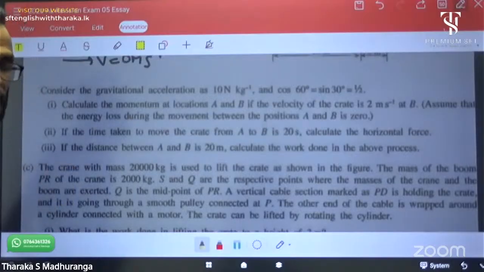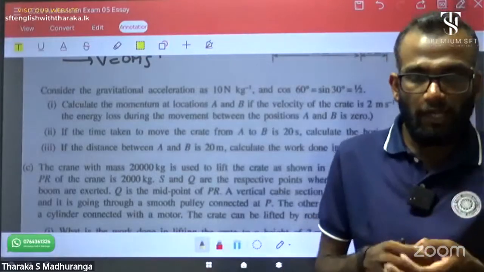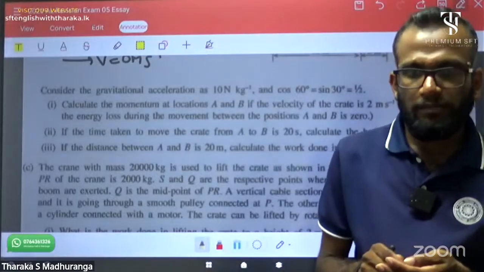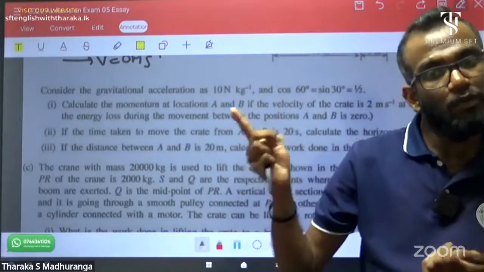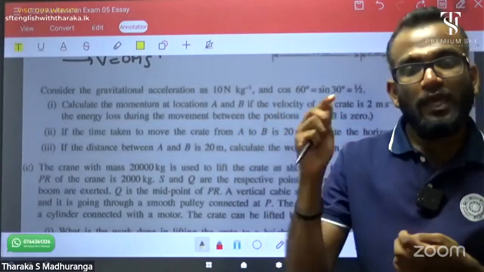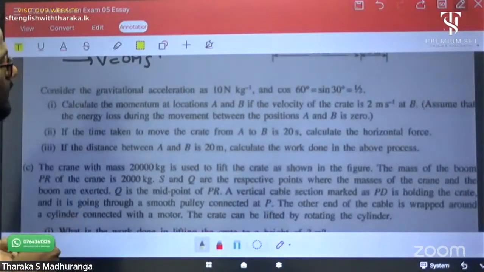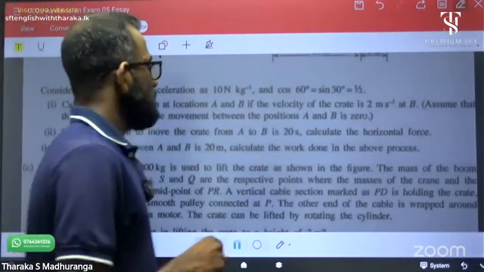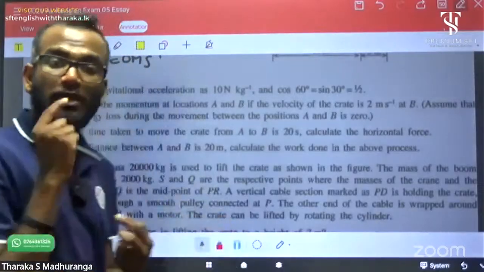Calculate the momentum. What's the meaning of momentum? The reluctance to change the motion type. What are the two factors that affect momentum? Remember, mass and velocity. Then how to calculate the momentum? P equal mv. Calculate the momentum at position A and B, if the velocity of the crate is 2 meters per second at B point.